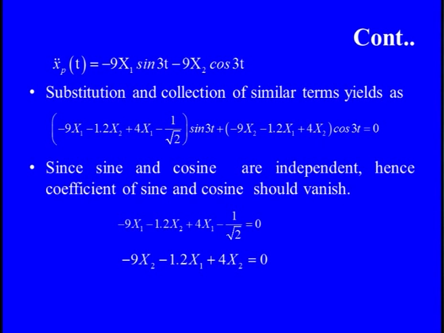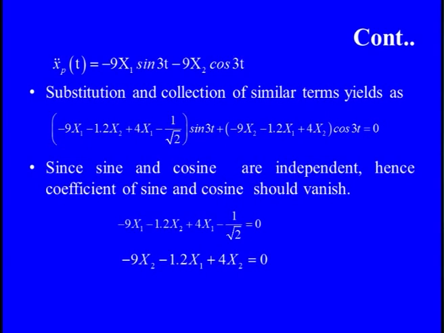Now we have the displacement, the velocity, and the acceleration. If we apply all these terms to the main equation, x double dot t plus 0.4 x dot t plus 4 x t equals this forcing term, we end up with this equation: minus 9x1 minus 1.2 x2 plus 4x1 minus 1 by root 2 sin 3t, and similarly minus 9x2 plus 1.2 x1 plus 4x2 cos 3t equals 0. What we have done here is configure the entire equation into sine and cos features.